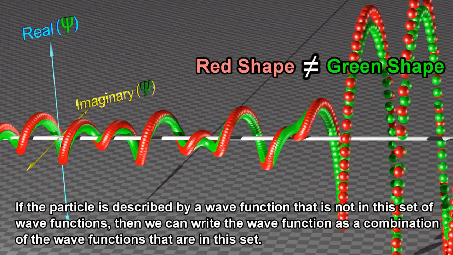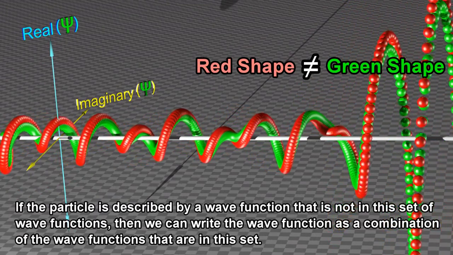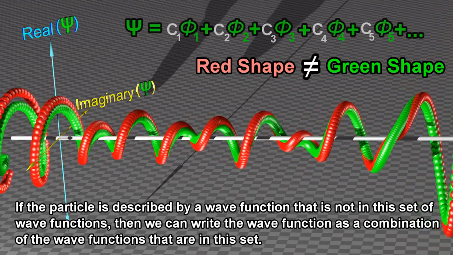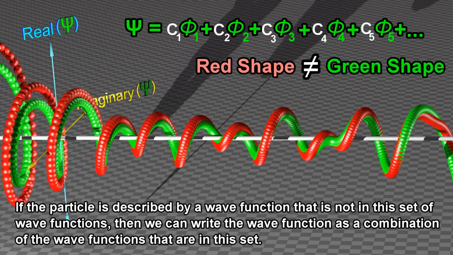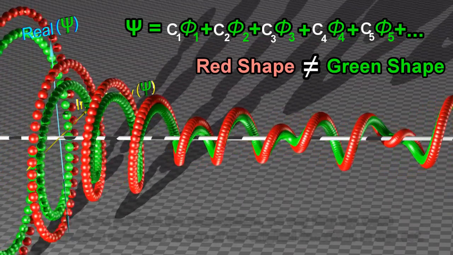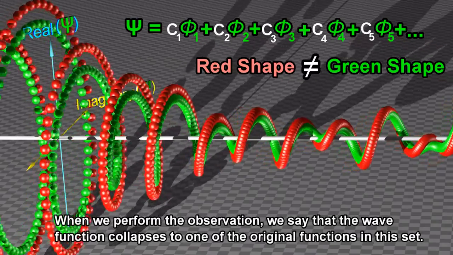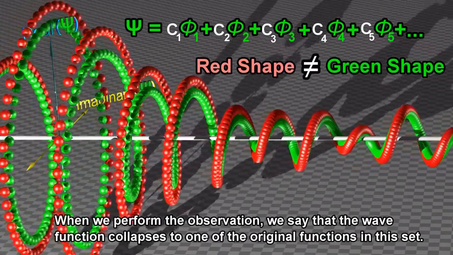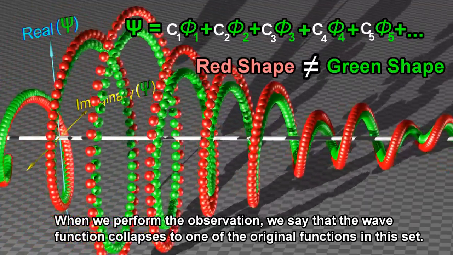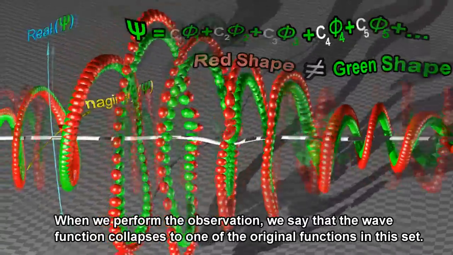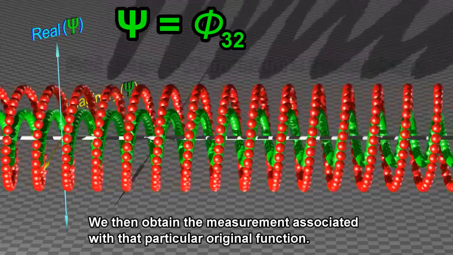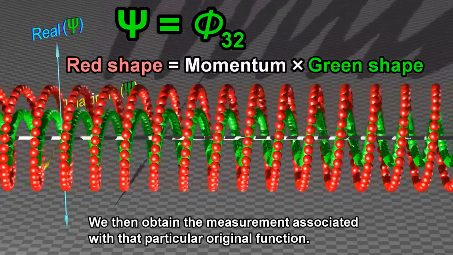If the particle is described by a wave function that is not in this set of wave functions, then we can write the wave function as a combination of the wave functions that are in this set. When we perform the observation, we say that the wave function collapses to one of the original functions in this set. We then obtain the measurement associated with that particular original function.